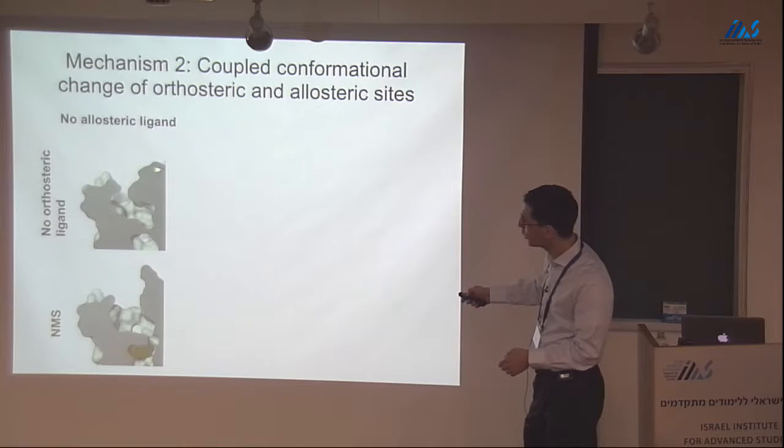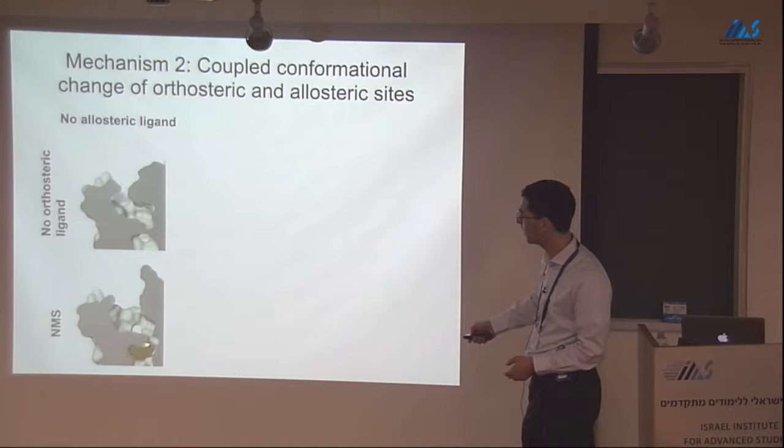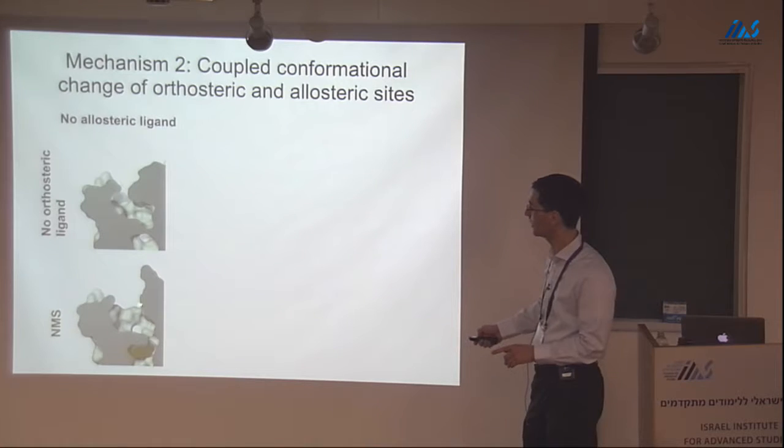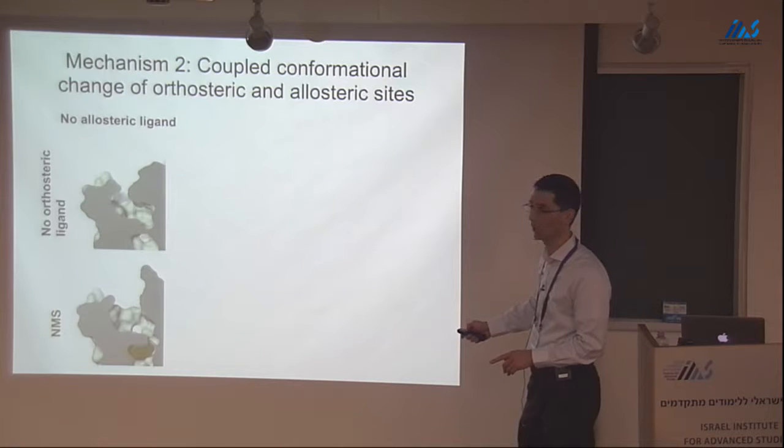First of all, these are cross sections through the top of the receptor. And you see the orthosteric site here and the allosteric site here. So this is what the receptor looks like when NMS is bound and there's no allosteric modulator. If we take out the NMS, the orthosteric site becomes a little bit narrower. That's not too surprising. But what is interesting is that the allosteric site becomes a lot narrower. It goes from a wide conformation to a narrow conformation.